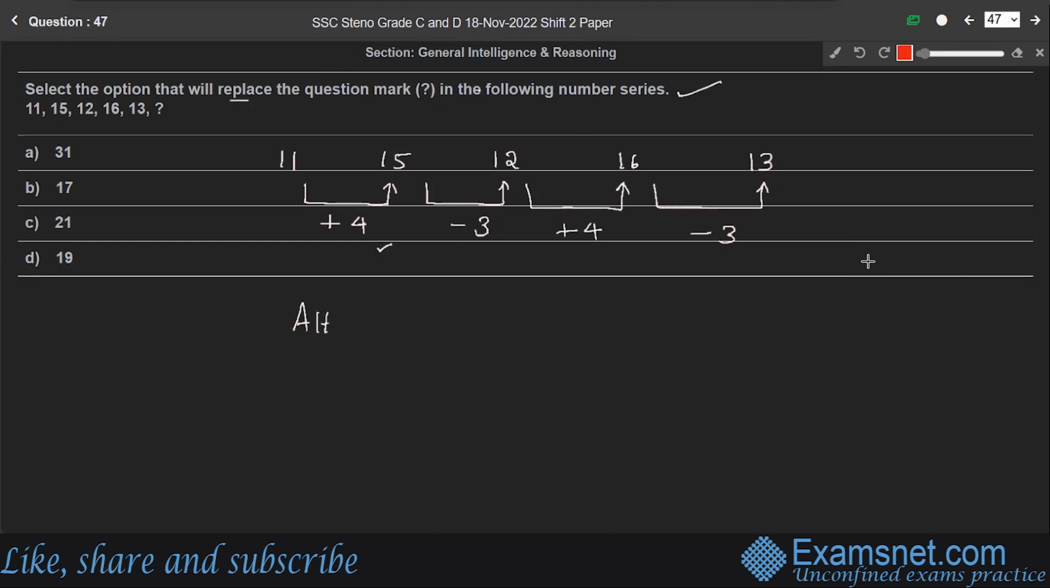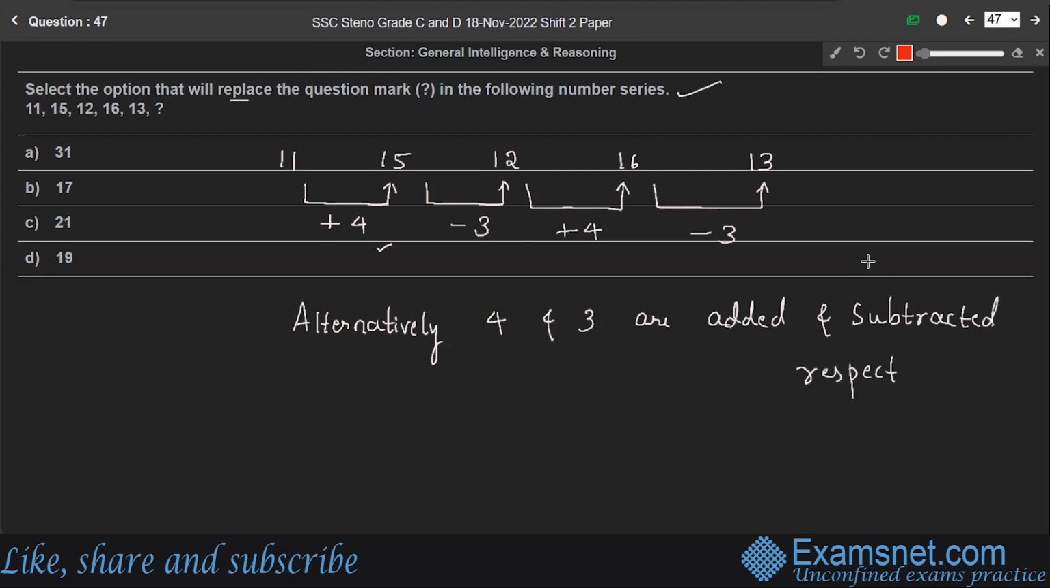So alternatively, the numbers 4 and 3, these two numbers are added and subtracted, right? The logic is alternatively 4 and 3 are added and subtracted respectively. Therefore, to get the last number, the number 4 should be added. 13 plus 4 is 17. Therefore, the sixth number is 17, option B.